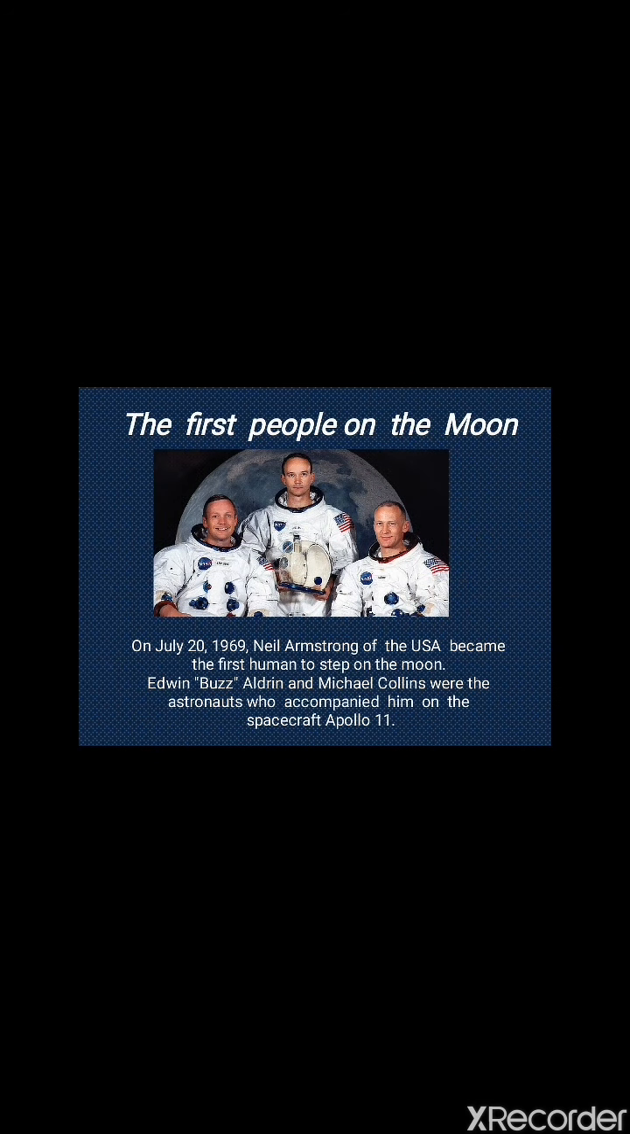Now, have you ever wondered who were the first people to ever land on the moon? Well, on July 20th, 1969, Neil Armstrong of the USA became the first human to step on the moon. As you can see, Neil Armstrong is the person on the extreme left of this photograph. Edwin Buzz Aldrin and Michael Collins were the astronauts who accompanied him on the spacecraft Apollo 11. So Buzz Aldrin is towards the extreme right, and in the center you have Michael Collins. So Neil Armstrong was the first person of the USA who stepped on the moon.